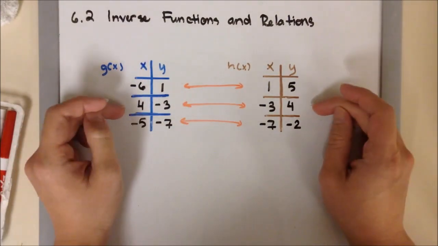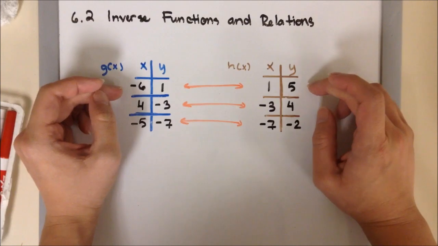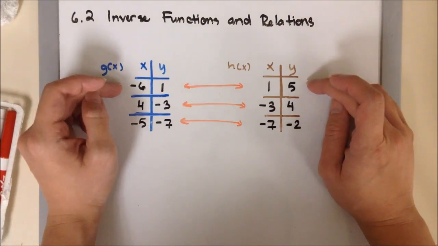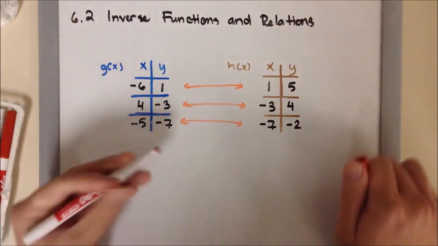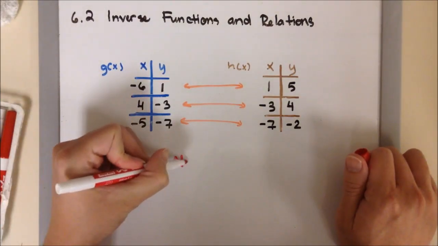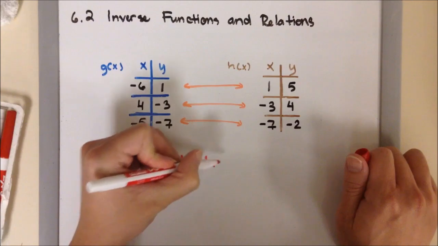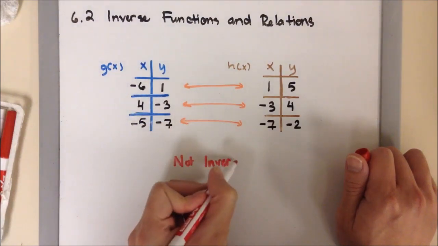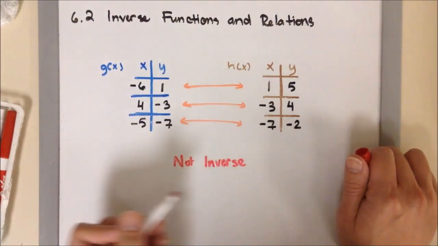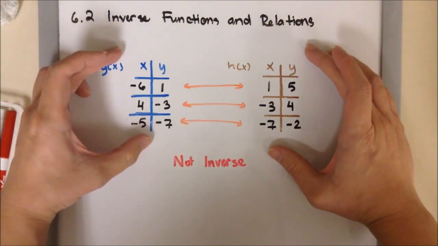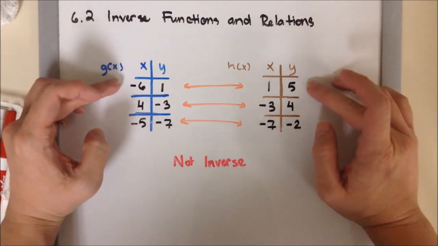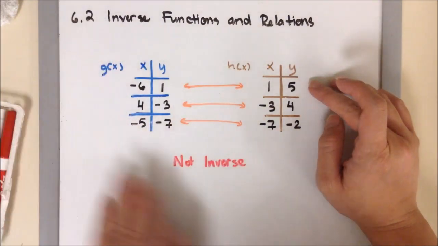So, even though we do have one that is the same, if within two relations, two xy tables, there's one coordinate point that is not the flip version of each other, then we say they are not inverse. In the event when you're examining two relations, two xy tables, and one coordinate point is not the flipped version of the other, they are not inverse.